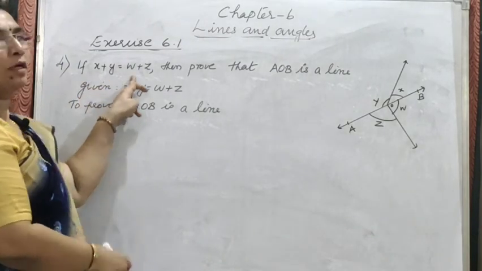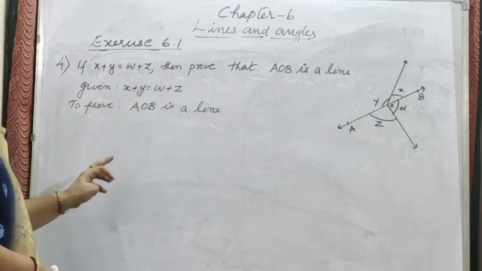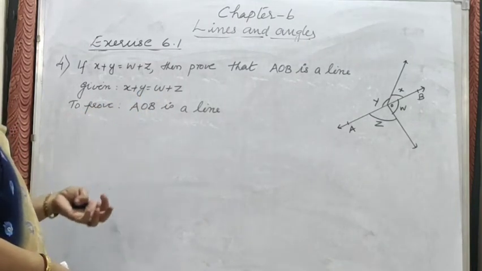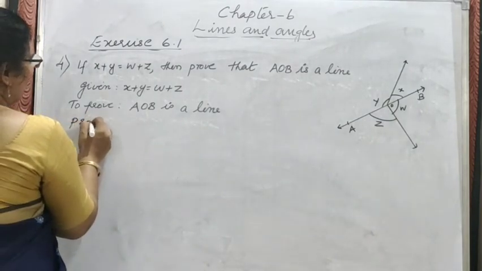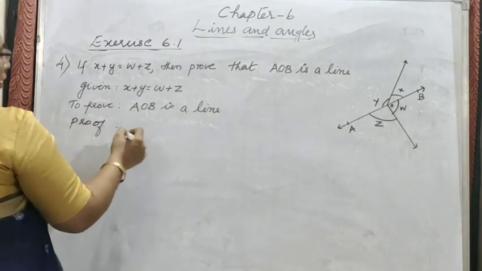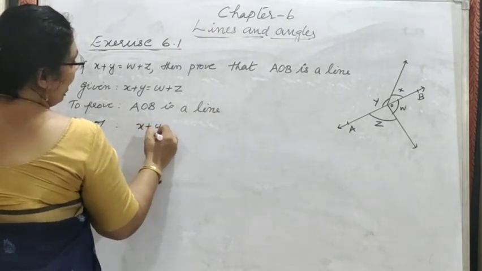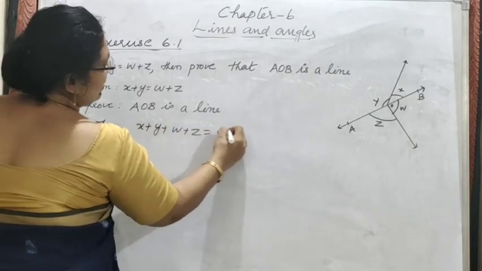X plus y equal to w plus z. So I have written: given x plus y equal to w plus z, to prove AOB is a line. Now the proof part. When you are taking the complete angle, what is the value? 360 degree. So I'll write like this: x plus y plus w plus z equal to 360 degree.